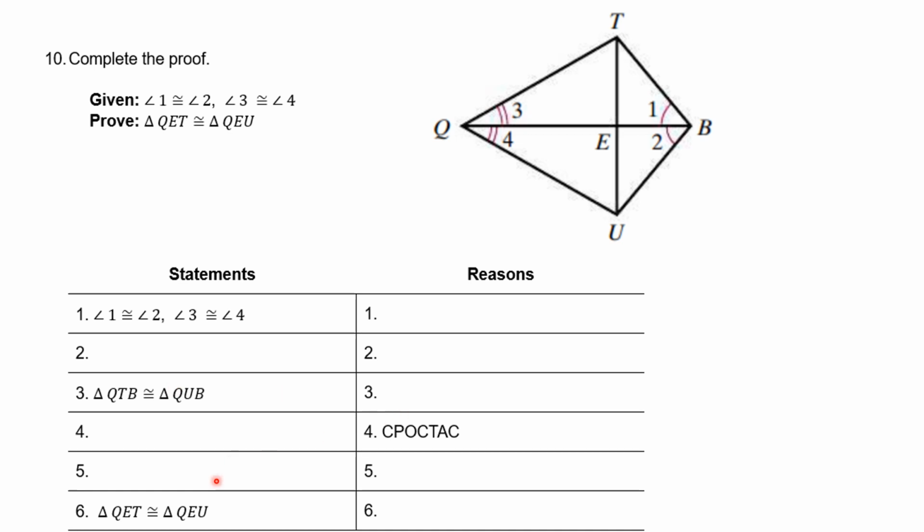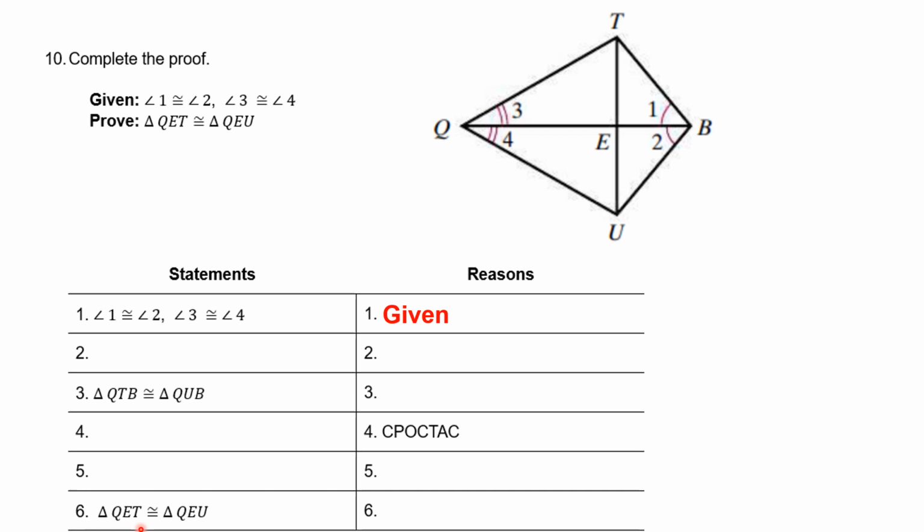All right, so let's look at our proof. We've got blanks on both sides. This is our first proof, I think, where we have one line completely blank. Line 2 is completely blank and line 5 is completely blank. Line 1 says angle 1 is congruent to angle 2, angle 3 is congruent to angle 4. So that is what we were given.